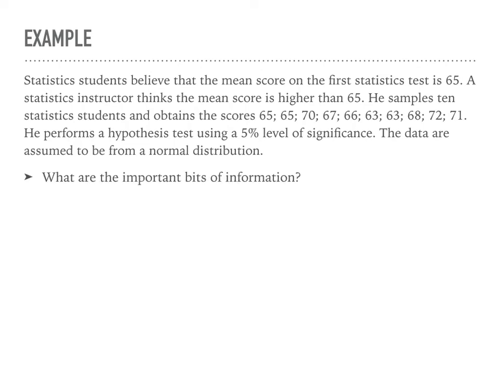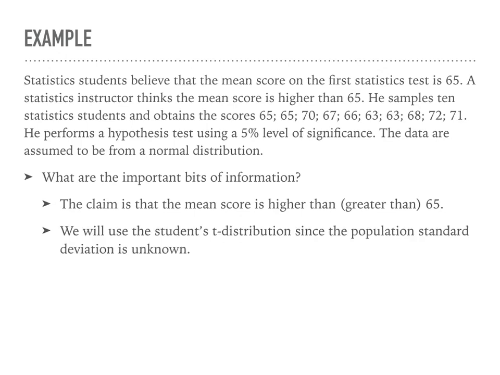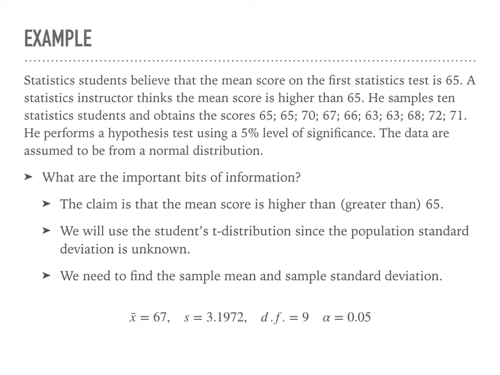So what are the important bits of information we need here? Well, the claim is that the mean score is higher than or greater than 65. We do not know the population standard deviation, so we will be using the student t-distribution. We need to find the sample mean and sample standard deviation in order to proceed if we were going to calculate this by hand. The sample mean is 67 with a standard deviation of 3.1972, and the degrees of freedom is 9. Our level of significance is 0.05.